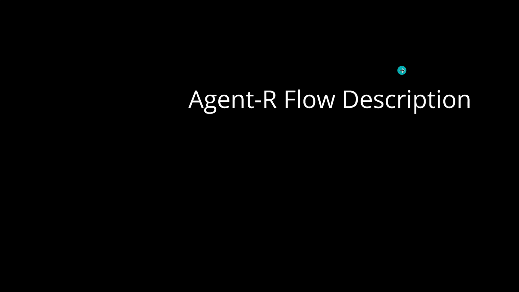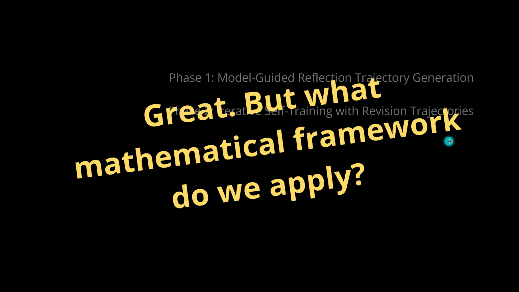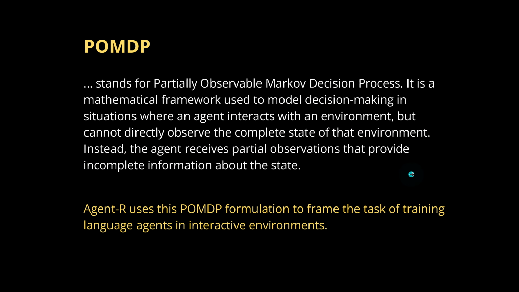Now let's look a little bit deeper at the Agent R flow description. And we go here with the definition from ByteDance and Fudan University, 2 simple phases: model-guided reflection trajectory generation and the iterative self-training. And in this moment you say, hey, but wait, don't we need code? And code needs a mathematical framework to apply to, no? Code is mathematics. So in what mathematical framework are we working? In what mathematical framework are you thinking? What do you present here to us?